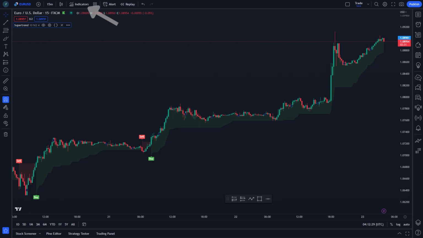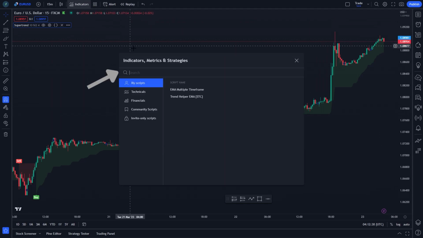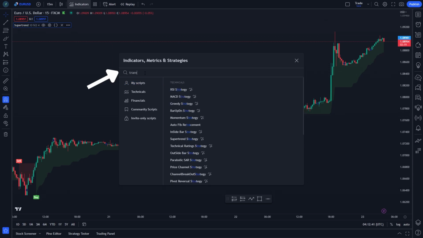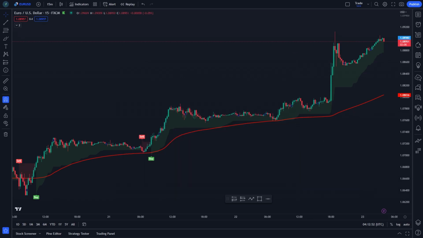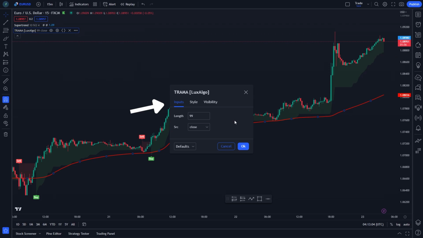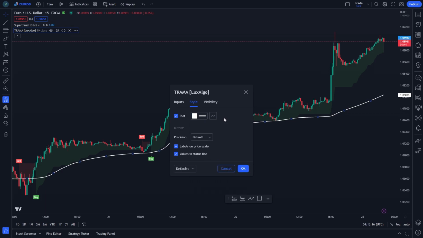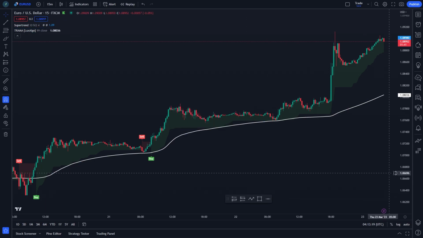Next step, for the second indicator, search Trema by Lux Algo. We have to change some settings on this indicator. On style, change the plot color to white. Click OK. Now our setup is ready. Next, let's see how we can use this trading strategy in a real example.